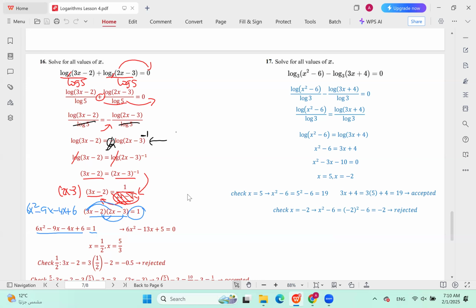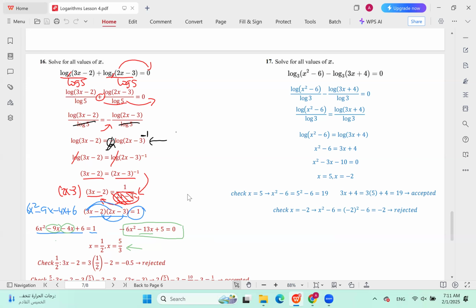Now I need to further simplify. So I have these two terms with x, so I can add them up together. -9 plus -4 gives us -13x. Now that we have a standard quadratic equation, we can input that into the calculator and obtain the results, which are a half and 5 over 3.